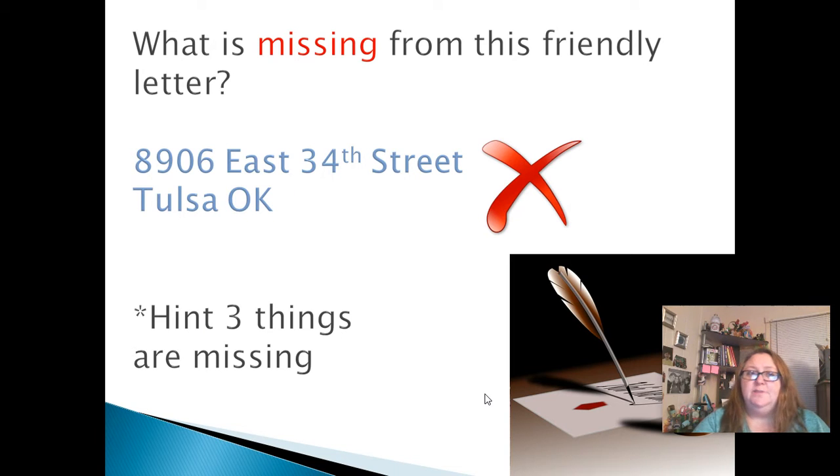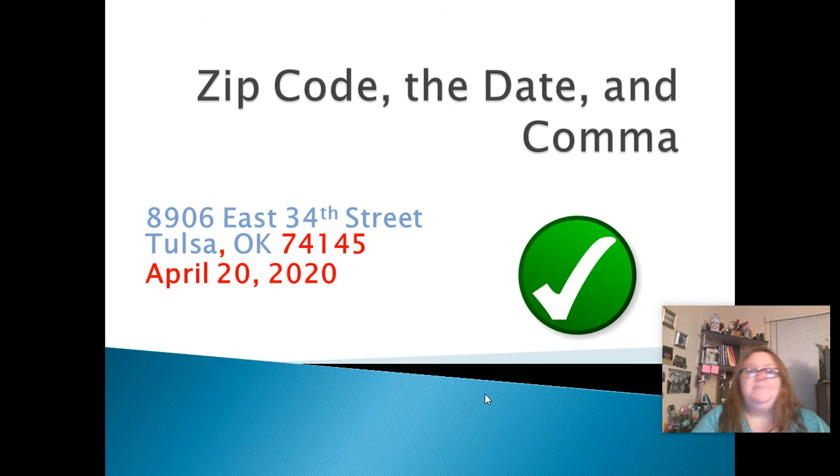On this page of the PowerPoint, what is missing from this friendly letter? 8906 East 34th Street, Tulsa, Oklahoma. Hint, there are 3 things missing. Can you find what they are? Think about what the unit's name is: capitalization and punctuation, and we are writing letters. It could be snail mail or email. This is what is missing.